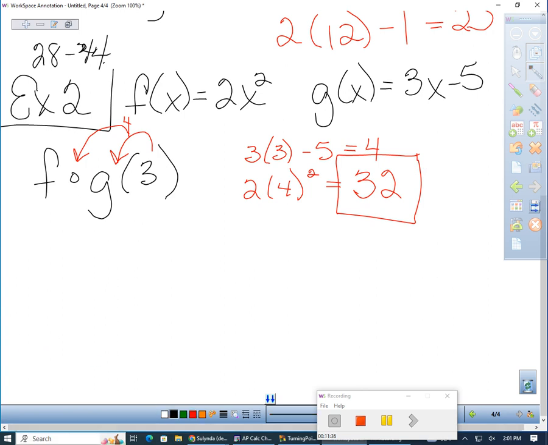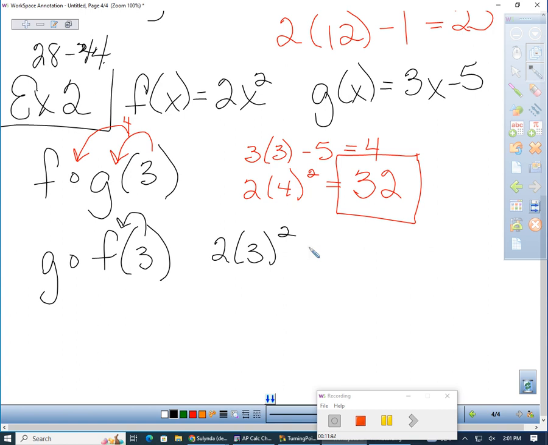So before I keep going, give me a question. Okay? Let's do g of f of 3. So this time we're going to take 3 and put it into f first. So I have 2 times 3 squared, which is 18, right? I take that 18 and plug it into g. 3 times 18 minus 5. So what, 54 minus 5?